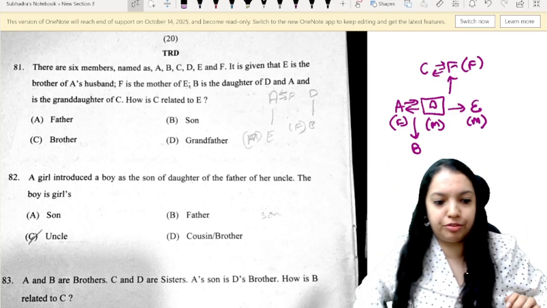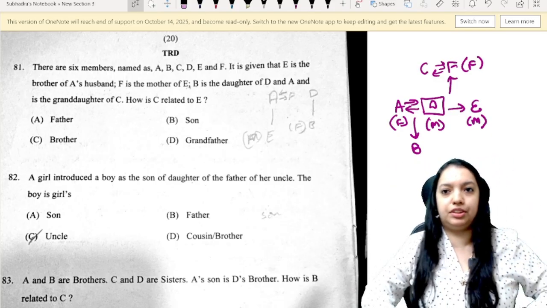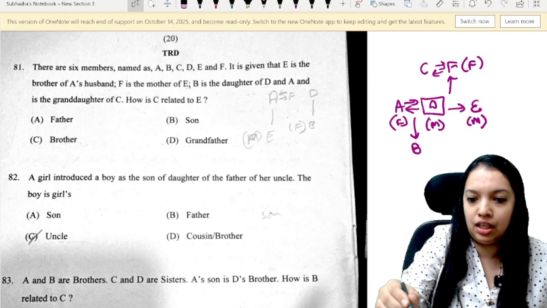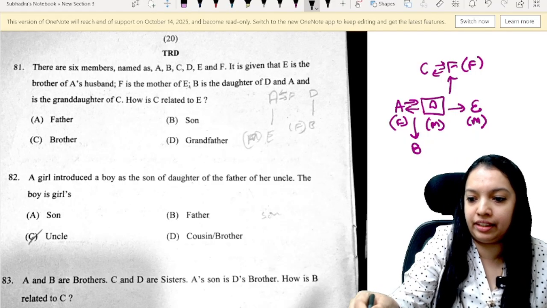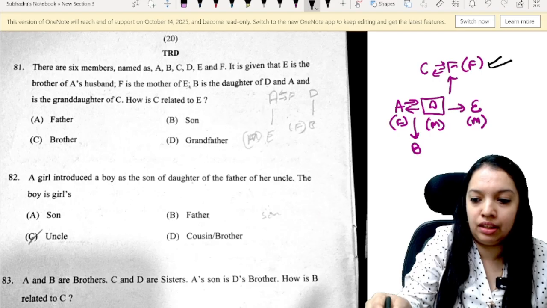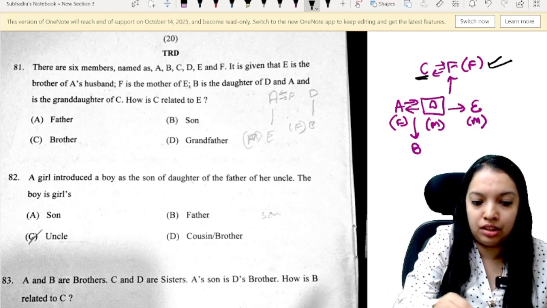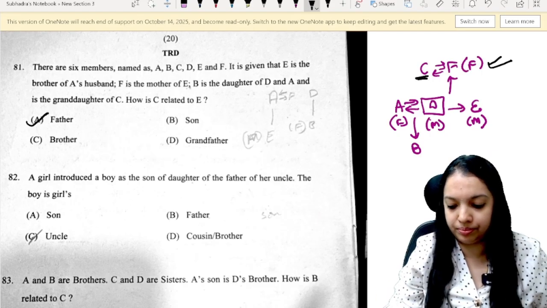Next question is beautiful. This is from the blood relation chapter. The question is: how is C related? I know that F is the mother and C is the father. So C is the father of E.